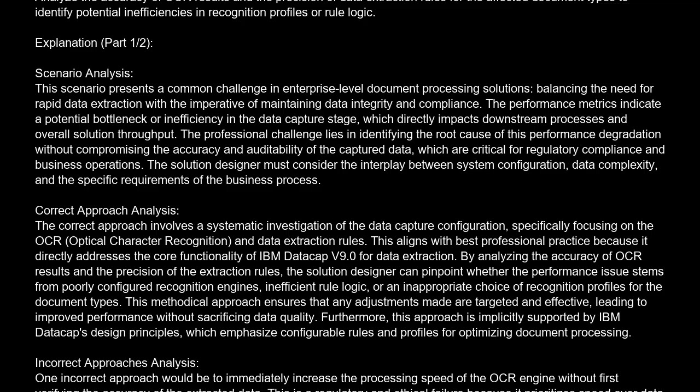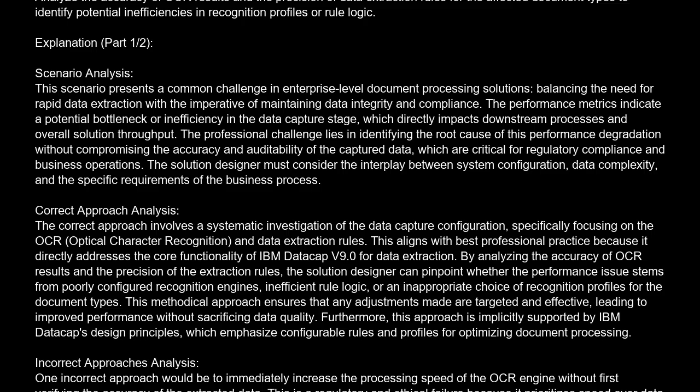The solution designer must consider the interplay between system configuration, data complexity, and the specific requirements of the business process. Correct approach analysis. The correct approach involves a systematic investigation of the data capture configuration, specifically focusing on the OCR (optical character recognition) and data extraction rules.